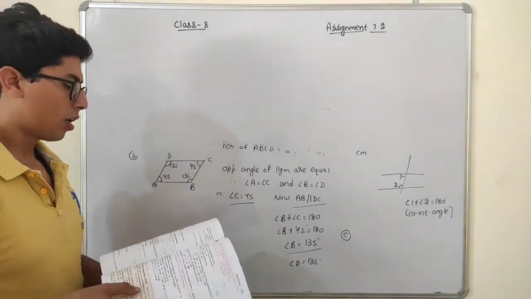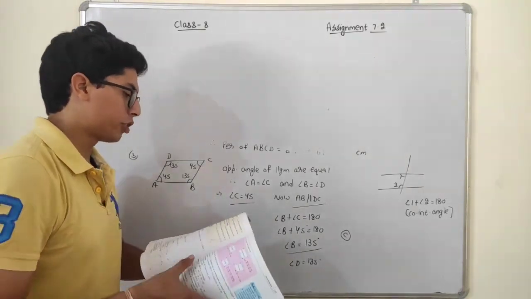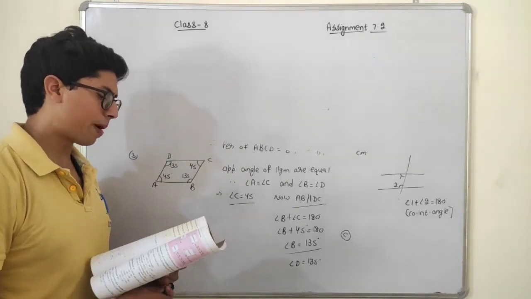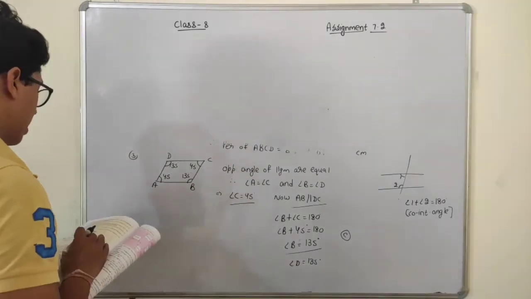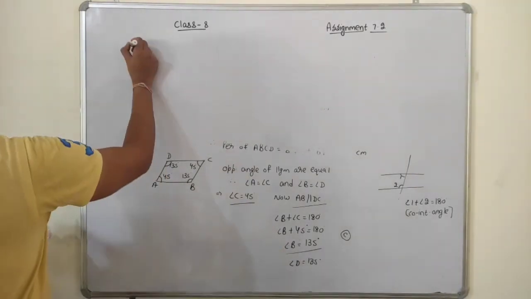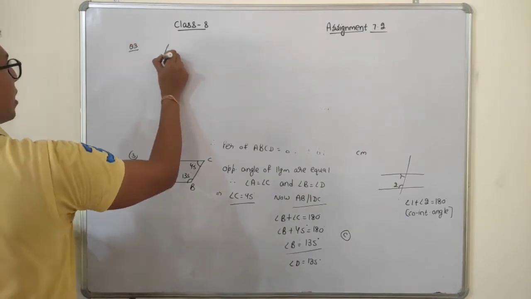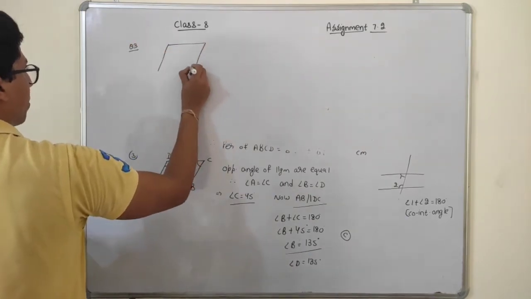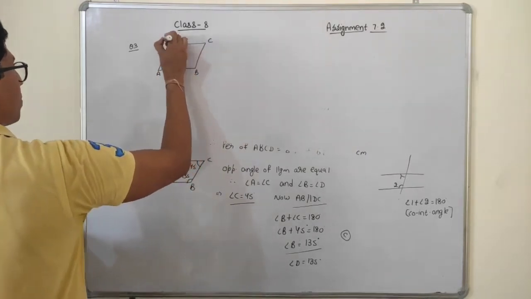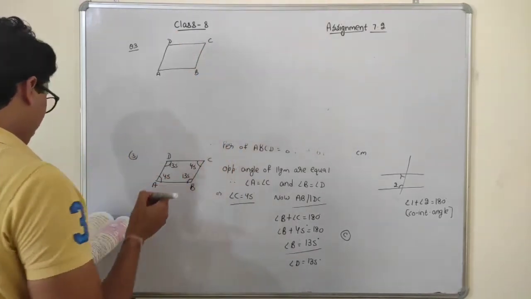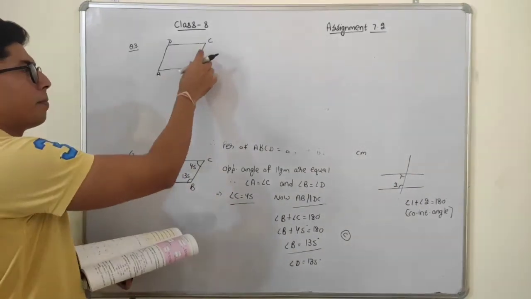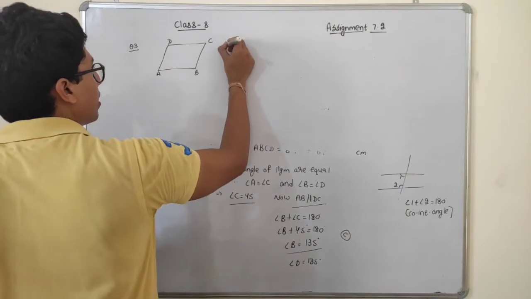Okay. Now students, just move forward to question number 3. The ratio of adjacent sides of a parallelogram is 2 and 3 and their perimeter is 40. Find the sides of the parallelogram. See, in question number 3, let ABCD be a parallelogram. I can take AB and BC as adjacent sides.